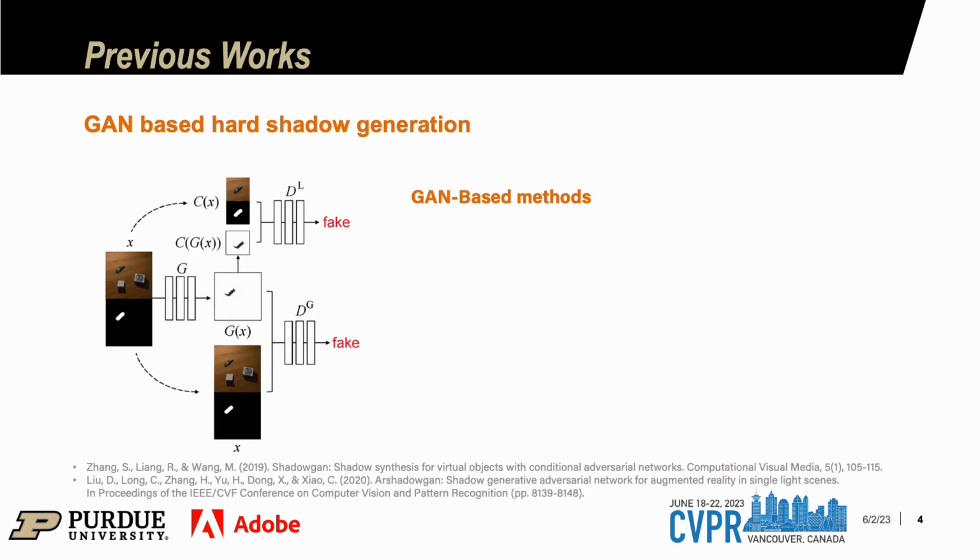One direction in the related area uses GAN-based methods. The GAN-based method takes the object mask and background images as the generator's inputs, and predicts the compositing results based on the background image lighting conditions. The limitations are the following.